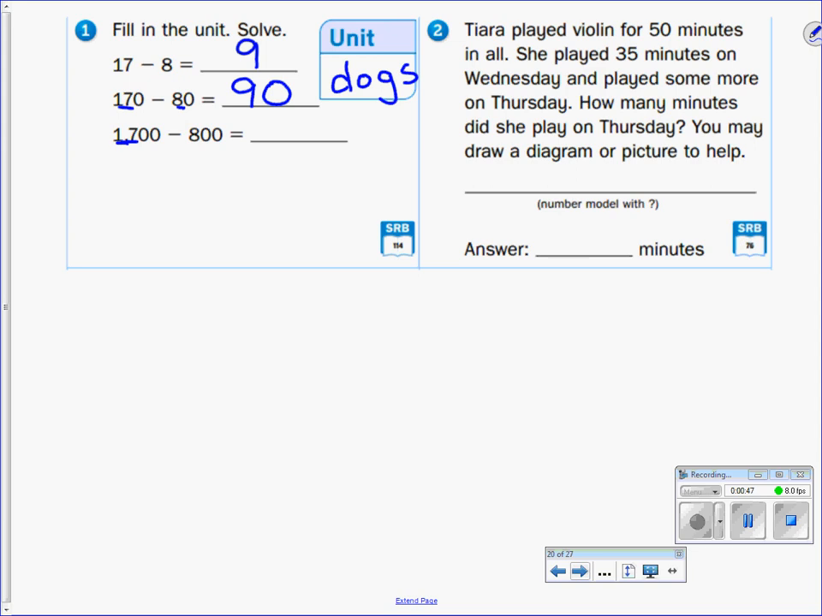Now we have 17 minus 8. We know that's 9, but we're in the hundredths place value, so it's just 9. It's 9 hundredths, so we would put down our hundredths.